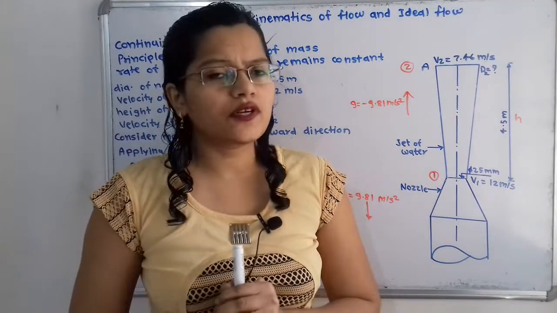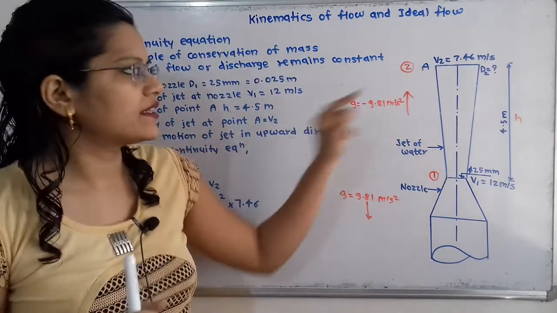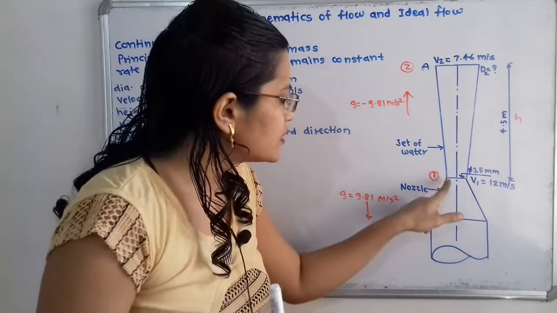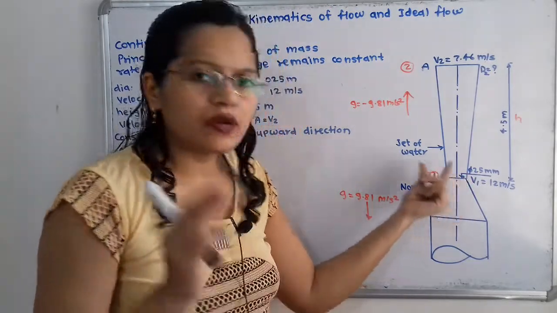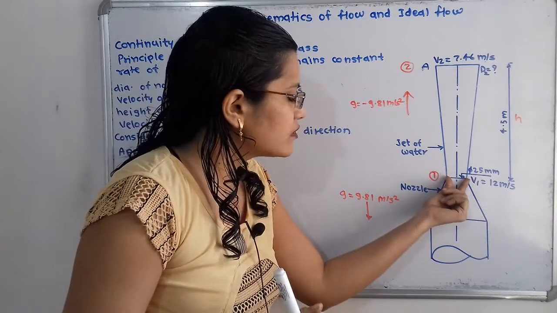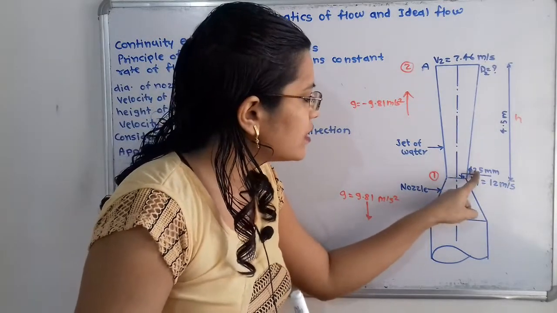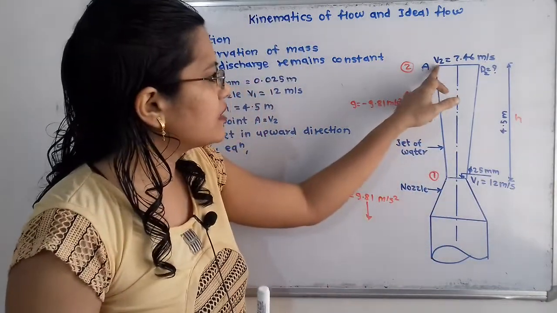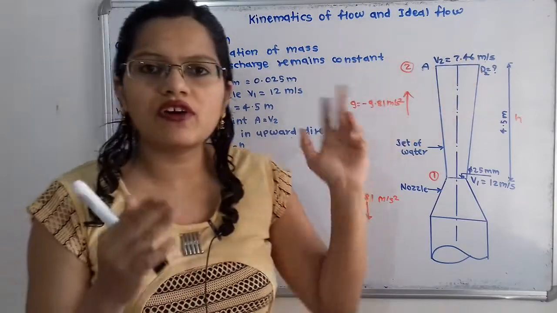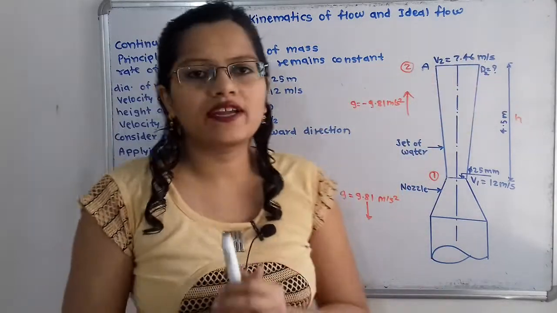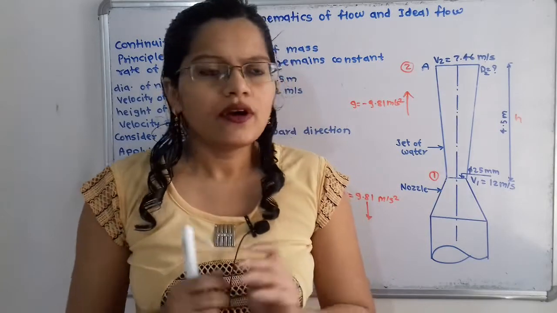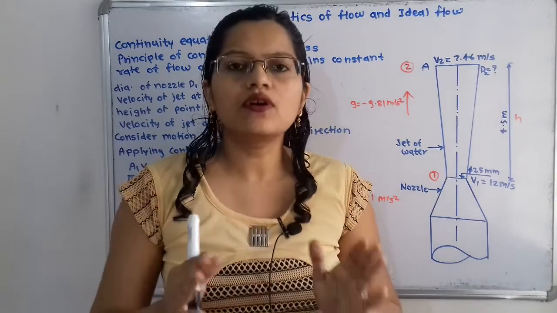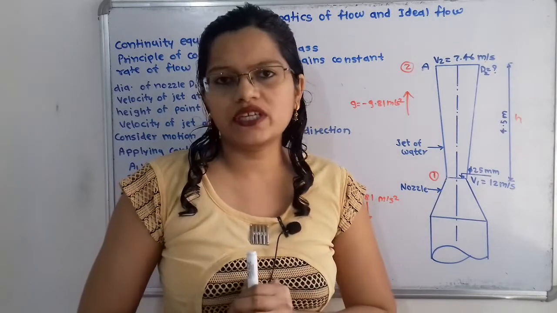Now we will calculate the diameter of the jet at point A, that is at point 2. Now we will observe the initial point and the final point. This is the initial point of the jet where the diameter of the nozzle is given as 25 millimeter and the velocity is also given. And the final point is where we have already calculated the velocity and now we have to find out the diameter. Now if we observe point 1 and point 2, the fluid is flowing, so we can apply the continuity equation.